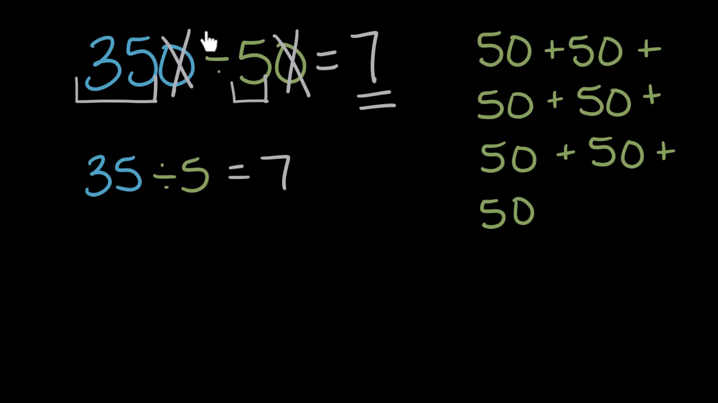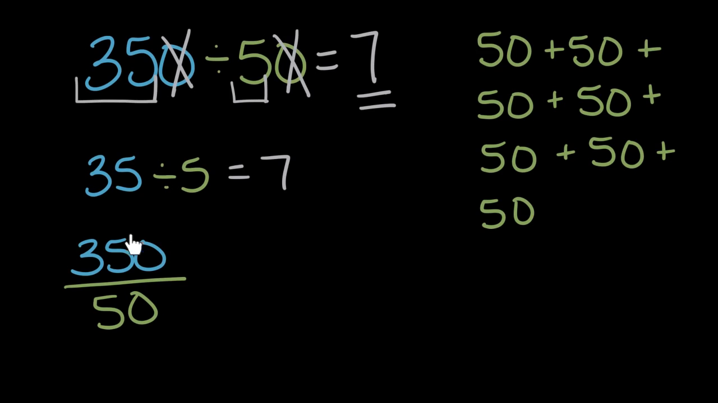Division is really the same as a fraction. So if we wrote this as a fraction, let's say 350 over 50, well, this fraction bar right here is the same as the division sign up here. 350 divided by 50 is the same as 350 over 50. And when we have a fraction like this, we can simplify it. Because there are zeros on the end, we know they're both multiples of 10, so we can divide both the numerator and the denominator by 10.